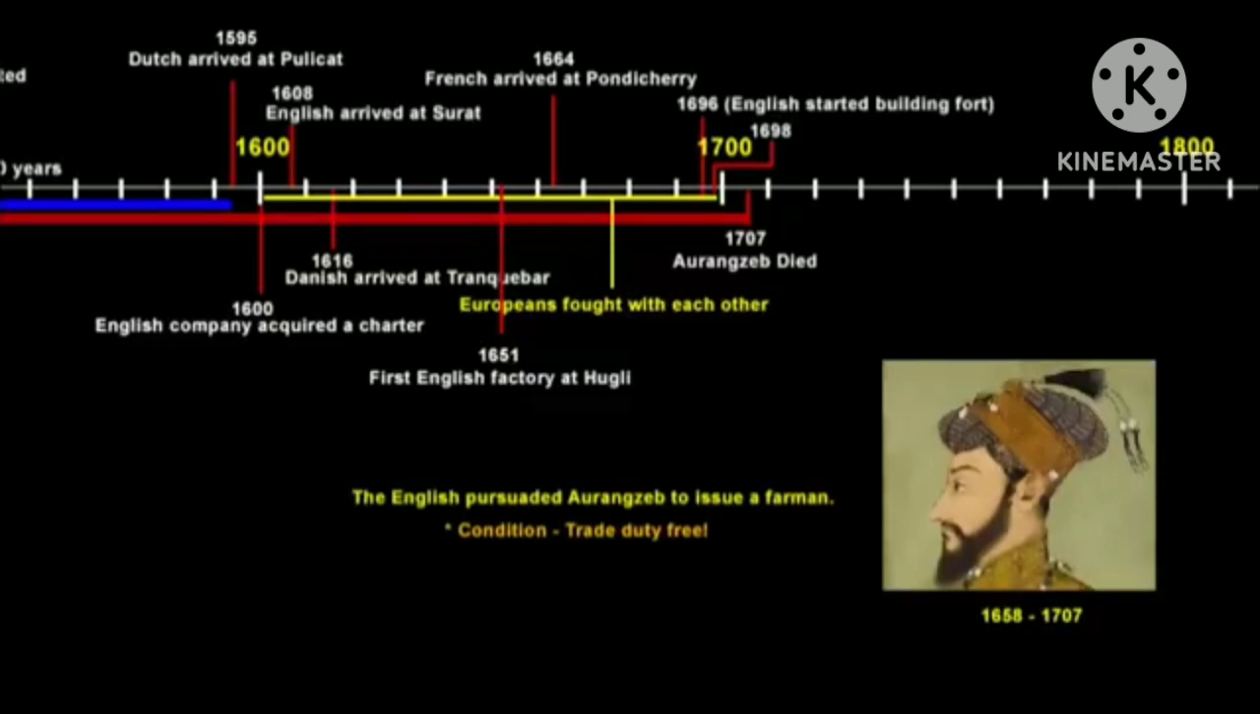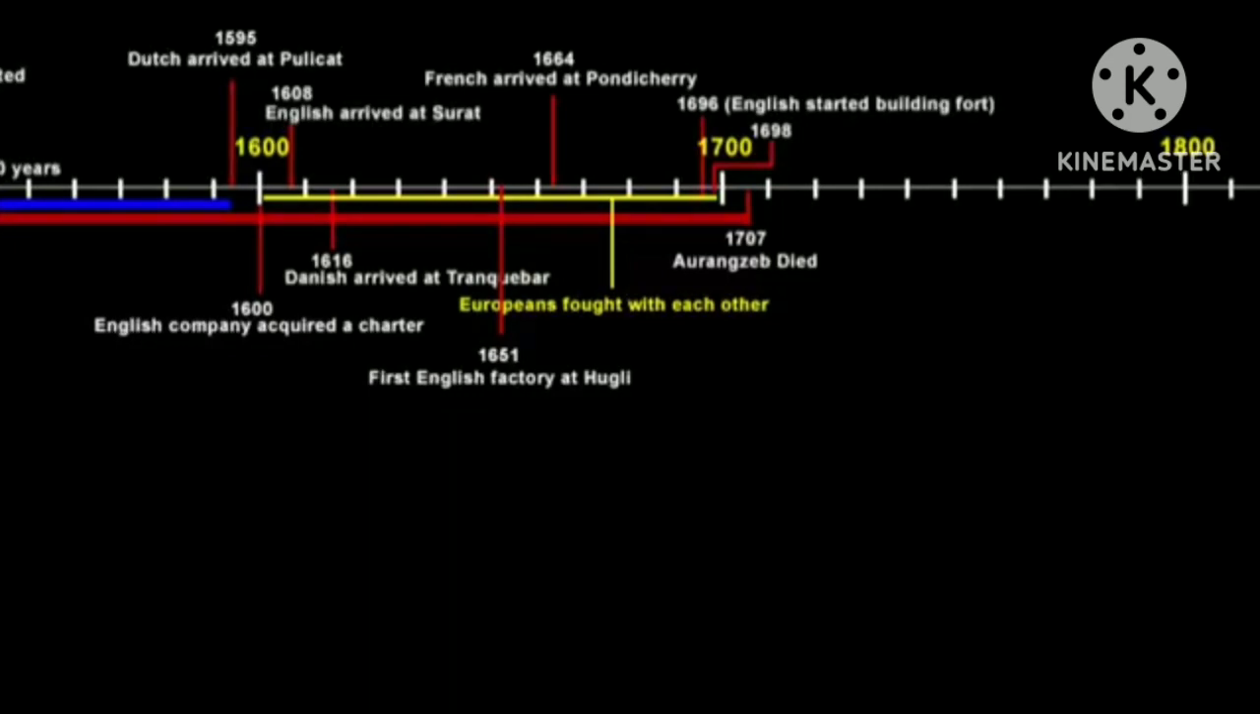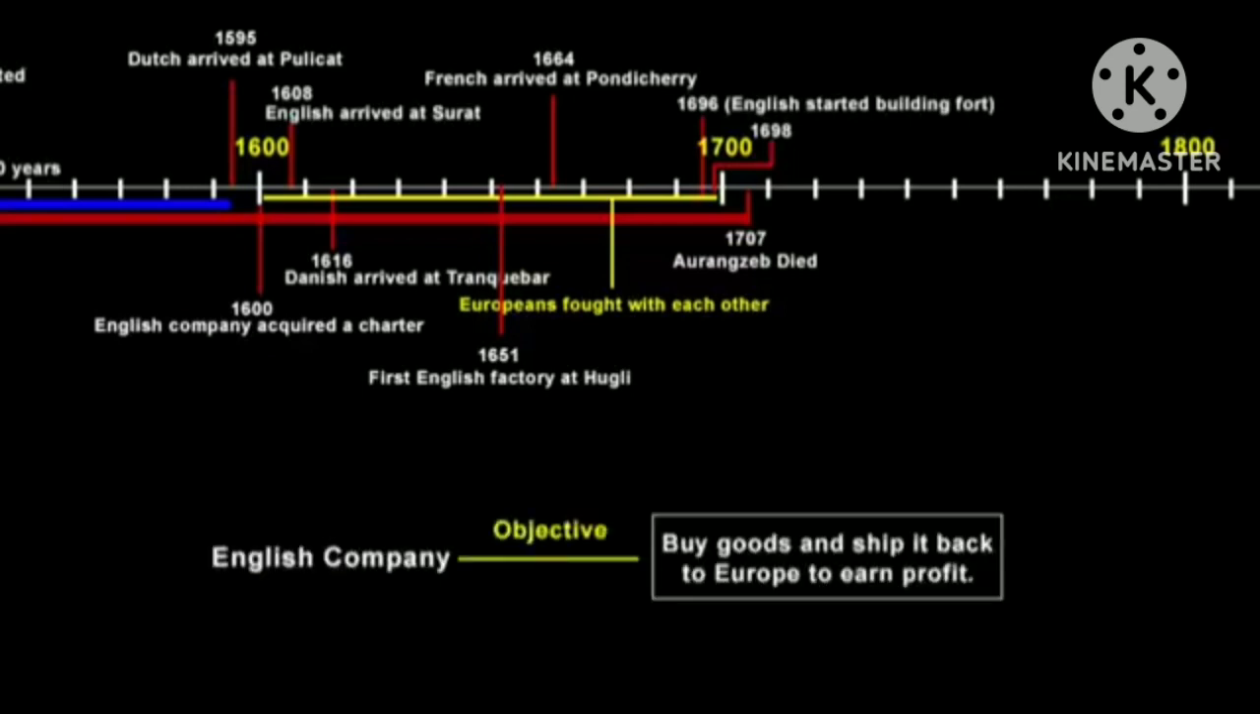But the company did not care. In fact, they went for more and more concessions and wanted more privileges. Now I'll tell you where they actually wanted more of such privileges. So the main objective of the company was to buy goods and ship it back to the European market to earn profit. This was the initial main goal.